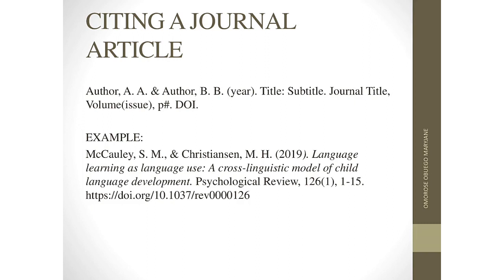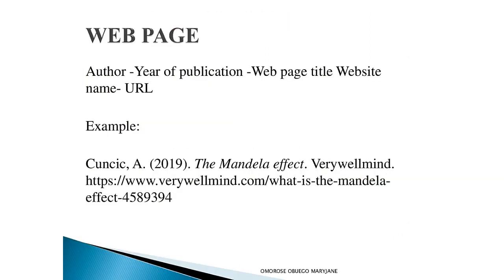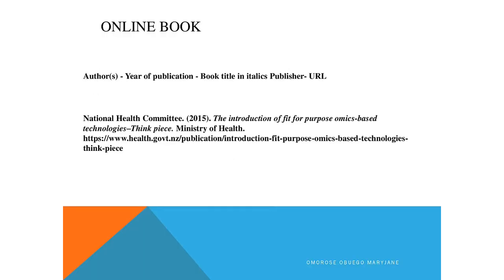This is how to cite a journal article. If you are citing from a web page, all you need to do is to write the author's name, followed by year of publication, followed by web title or website name, then the URL. This is an example of how to cite a web page, as you can see on the screen.